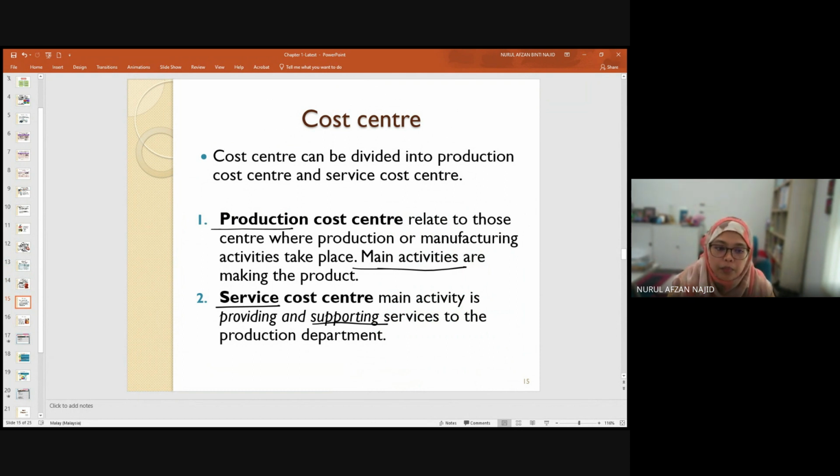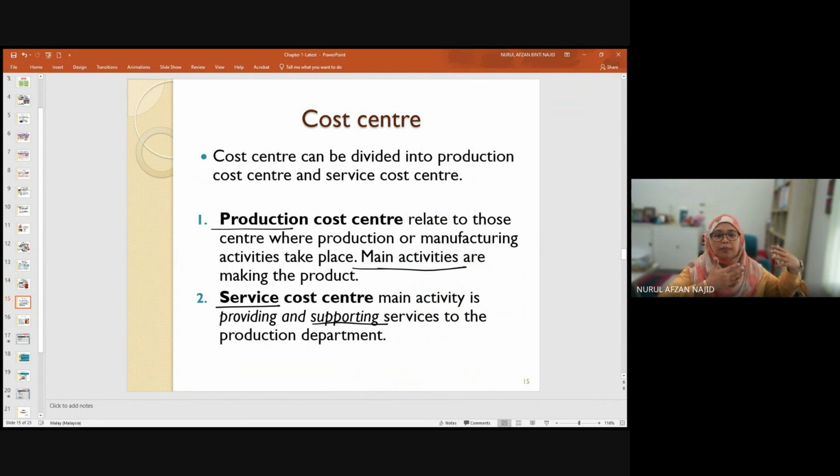Kenapa kita panggil sebagai production cost center? Sebab that is the main activity in making the product. Untuk jadikan sebiji biskut pula, you kena melalui mixing, uli, lepas tu dah uli, dah decorate semua benda, bakar, dah siap bakar semua benda, baru pergi packaging. So bila dah packaging, maksudnya dah jadi finished good.